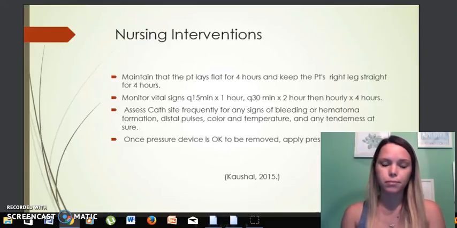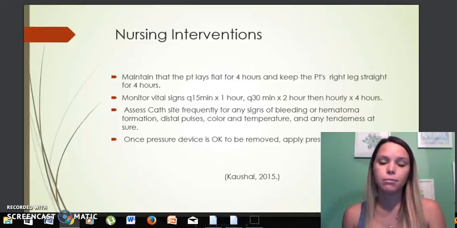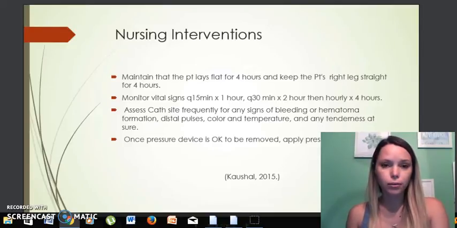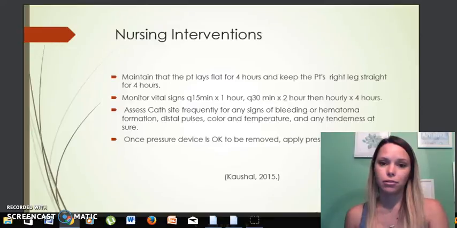Some nursing interventions for this patient who is post-heart cath are to maintain that the patient lays flat for 4 hours and to keep the right leg straight. You also want to monitor his vitals every 15 minutes for 1 hour, every 30 minutes for 2 hours, and then hourly after that. You want to assess the cath site for any bleeding or signs of hematoma formation.